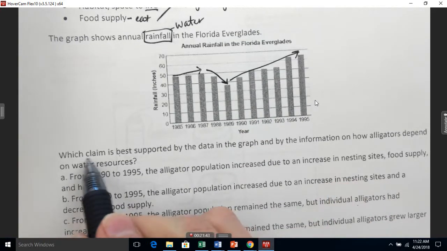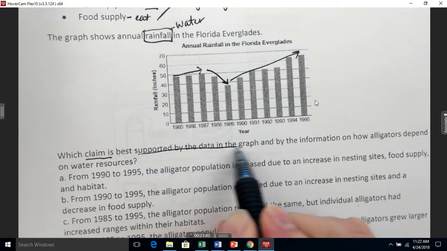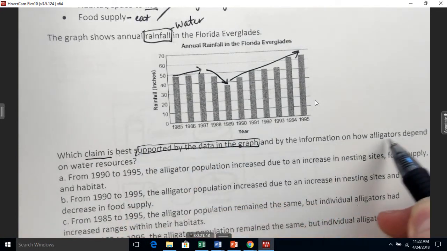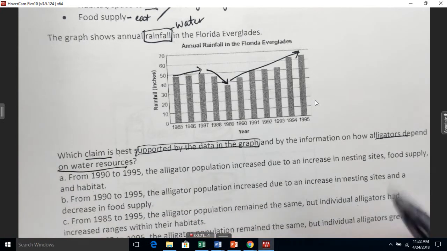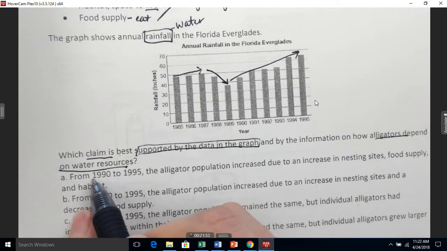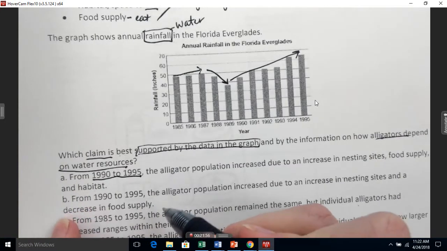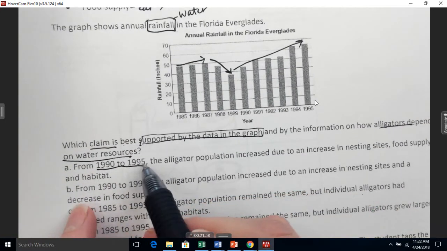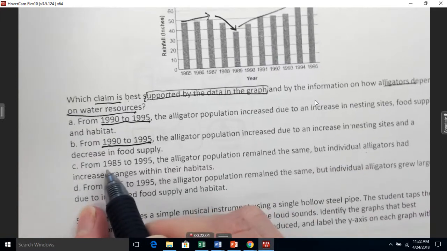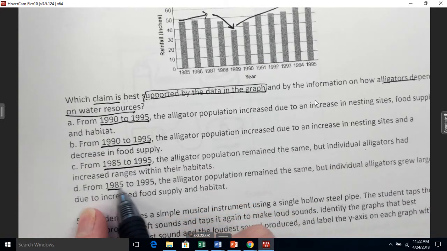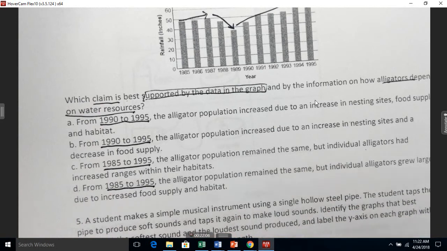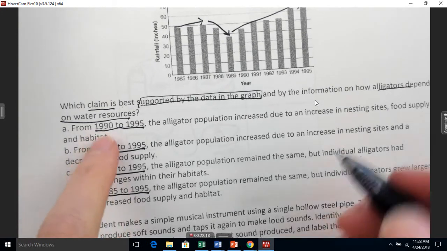Okay, which claim is best supported by the data in the graph and the information on how alligators depend on water? From 1990 to 1995, oh, look at this. 90 to 95, 85 to 95. Okay, so guess what? That's awesome, because we're about to be able to get rid of something. We've got to get rid of something. Okay, so let's do this.